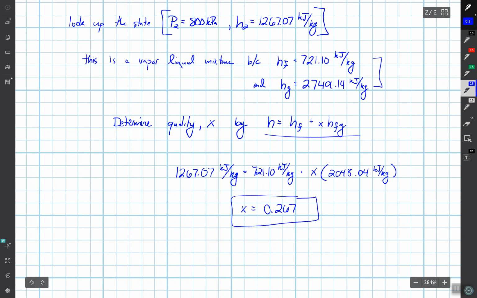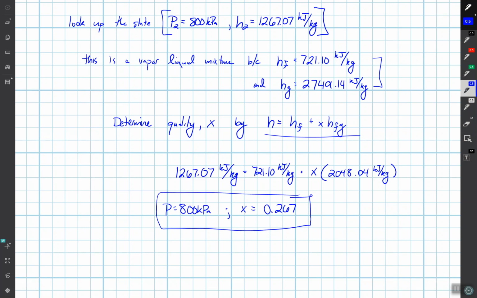What that's saying is our outlet state would be 800 kPa and a quality of 0.267. About 27% of our outlet stream is still vapor phase, so 73% is liquid. So we've condensed most of it, but not all of it.